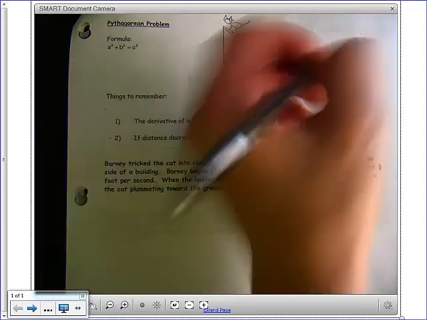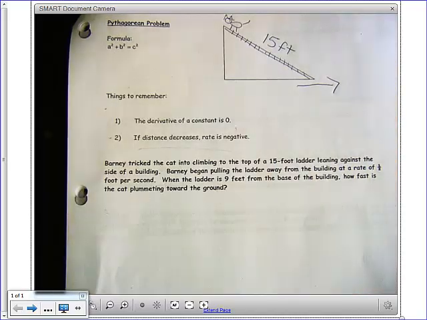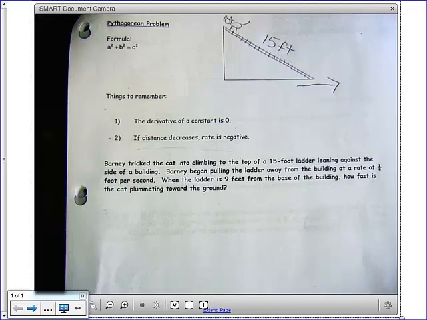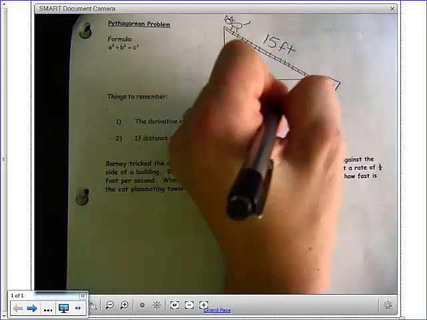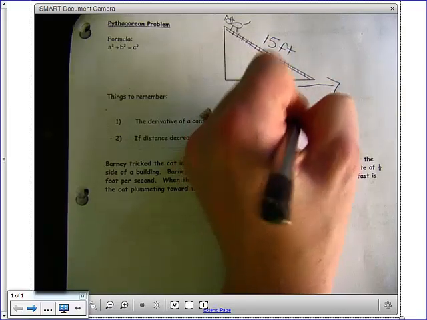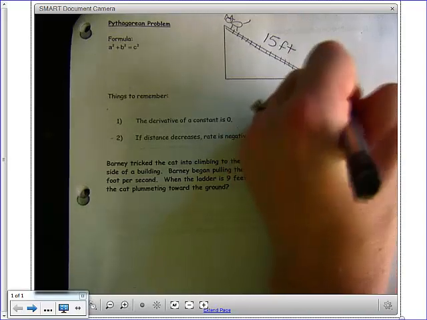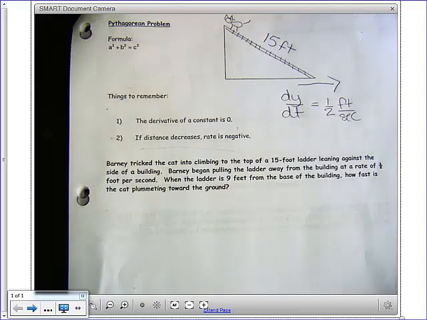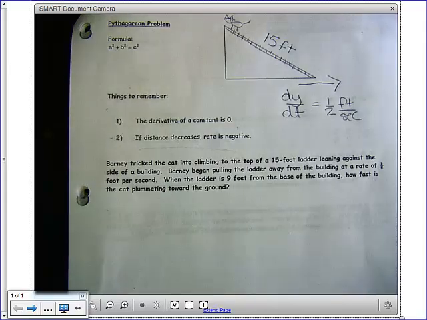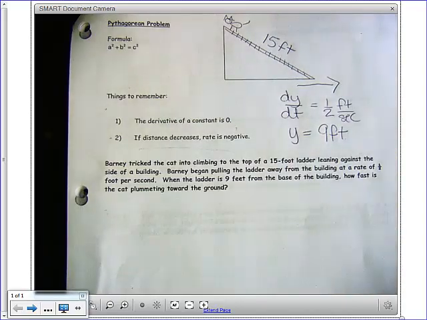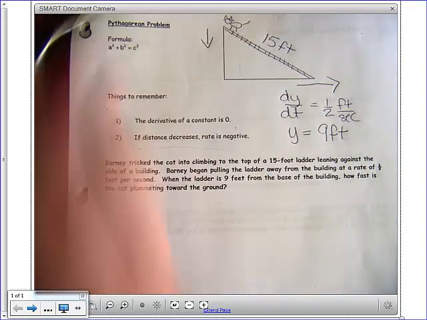Barney began pulling the ladder away at a rate of half a foot per second. So, now is that an X rate or a Y rate? It's a Y rate. So we're going to say dy/dt equals 1/2 feet per second. Okay? Now the next thing we're going to say, when the ladder is 9 feet from the base of the building, so we also know y is going to be 9 feet. How fast is the cat plummeting towards the ground?